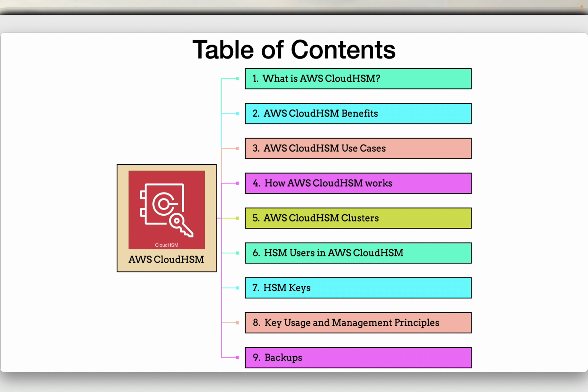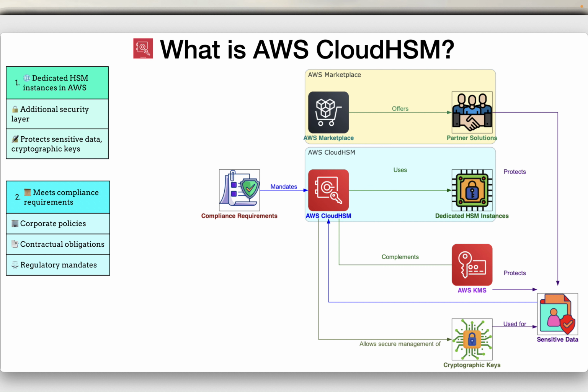So what is AWS CloudHSM? AWS CloudHSM provides dedicated hardware security module (HSM) instances within the AWS cloud, offering an additional layer of security for sensitive data and cryptographic keys. The service helps organizations meet various compliance requirements for data security, such as corporate policies, contractual obligations, and regulatory mandates. While AWS and AWS Marketplace partners offer a range of data protection solutions, CloudHSM complements these by providing additional protection for applications and data subject to stringent key management requirements.